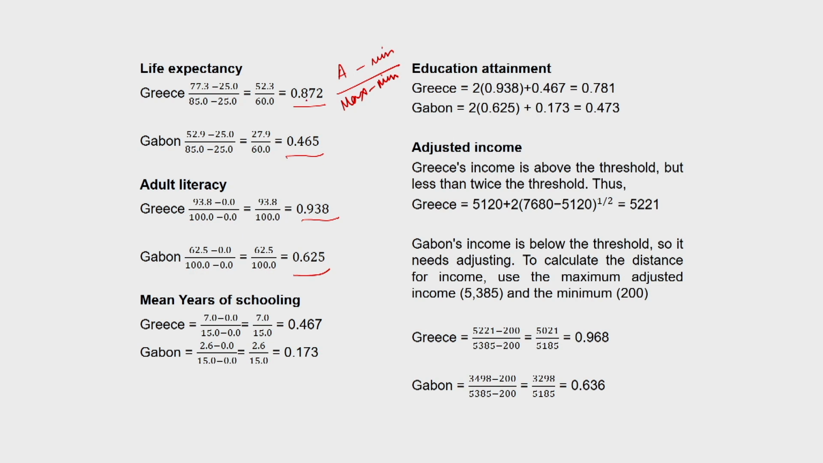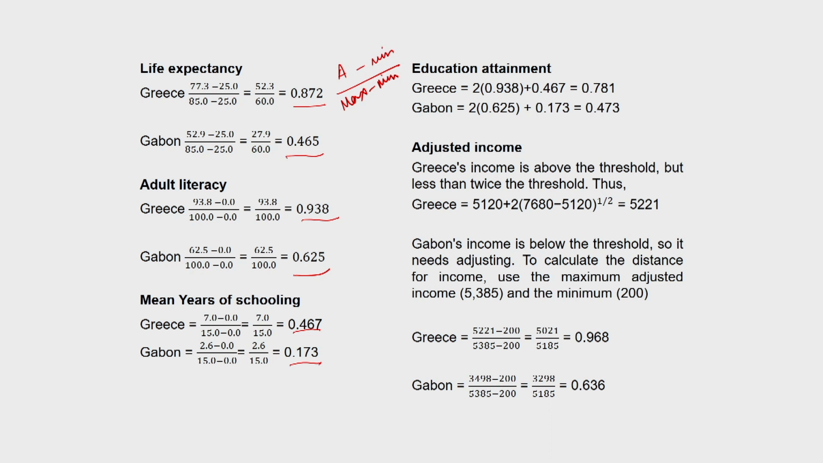So this is the life expectancy index, the adult literacy index, the mean years of schooling index. Similarly, the mean years of schooling index was calculated for Greece at 7 years and Gabon at 2.6 years, the minimum being 0 and the maximum being 15. So accordingly we get 0.467 and 0.173.